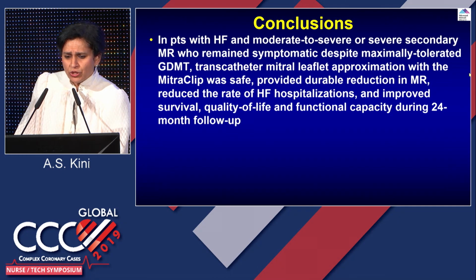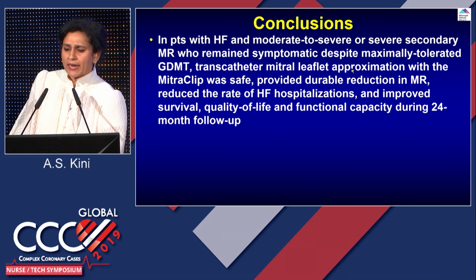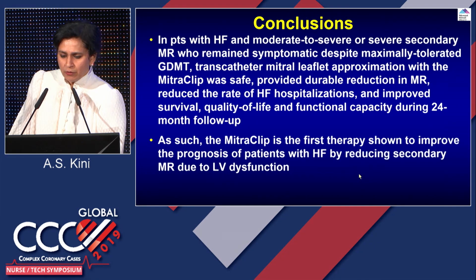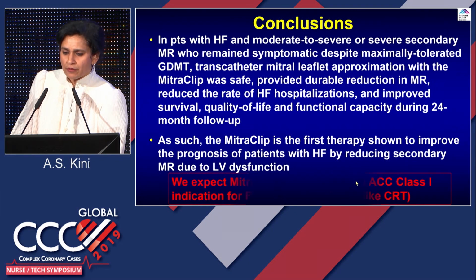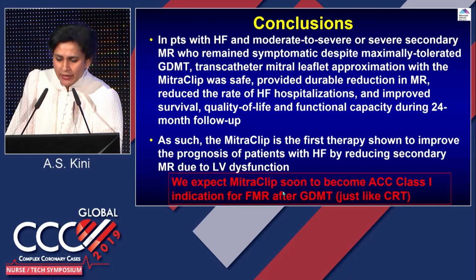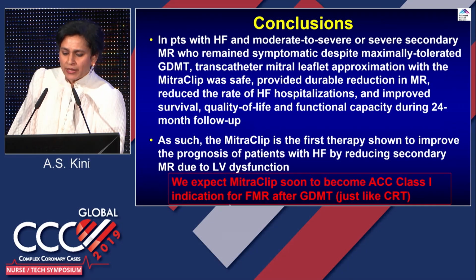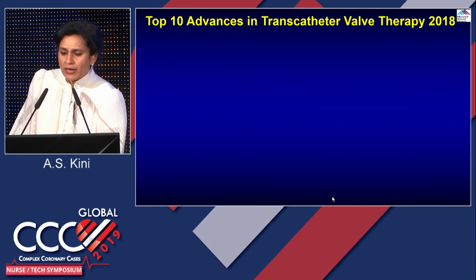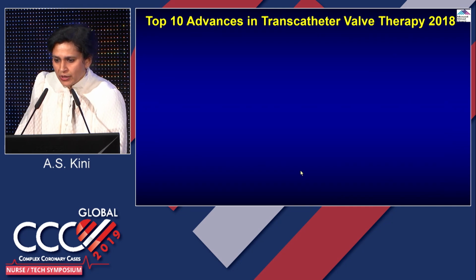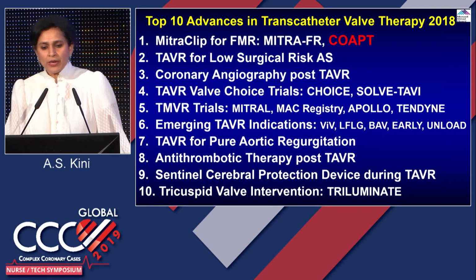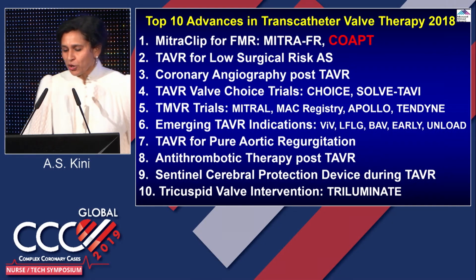So to conclude, patients with heart failure, moderate to severe or severe secondary mitral regurgitation who remain symptomatic despite maximally tolerated guided medical therapy, the mitral clip was better, and this will help. Why? By improving prognosis of the patient with heart failure as well as reducing MR and improving LV function. So we expect clip soon to become an ACC class 1 indication for functional mitral regurgitation after they have guided medical therapy. So essentially we are trying to say that we will have to open a new lab since we will have low risk available for TAVR and COAPT.